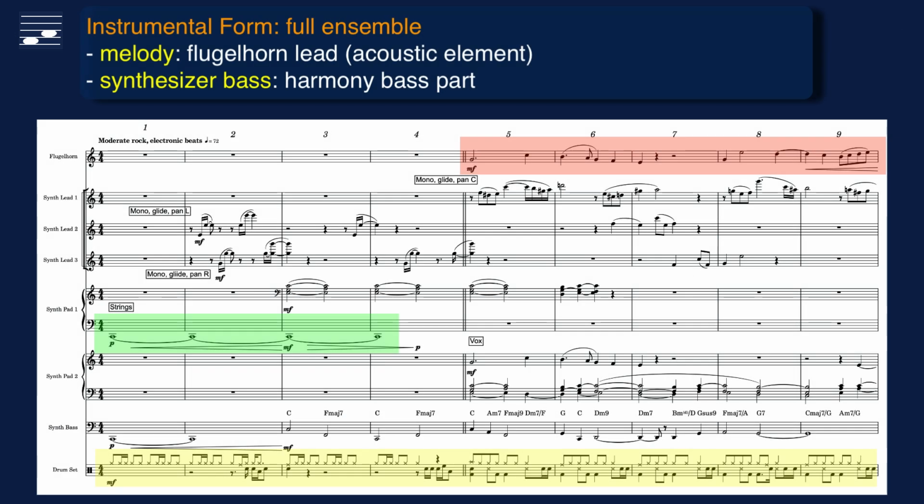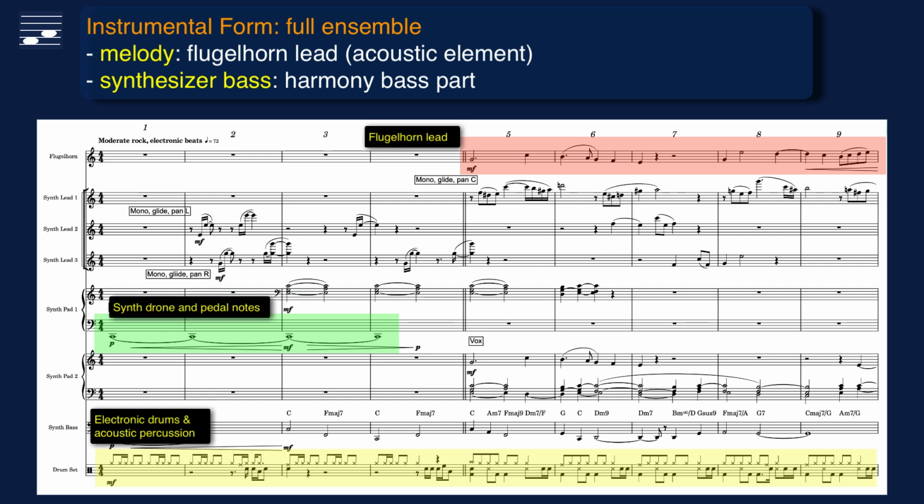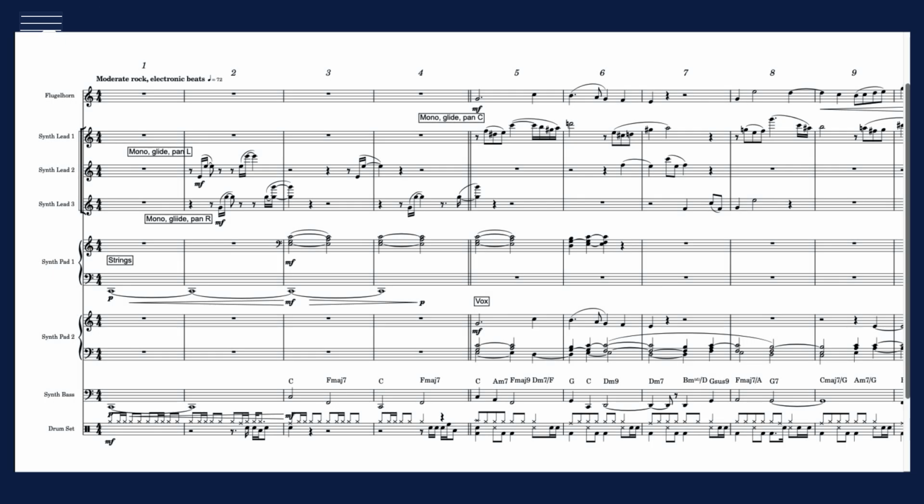You'll now hear the full ensemble, with the lead part for flugelhorn, electronic drums with additional shaker percussion and some more synthesizer support.